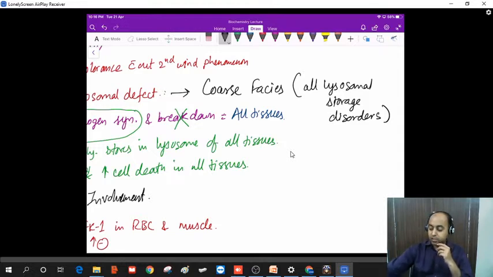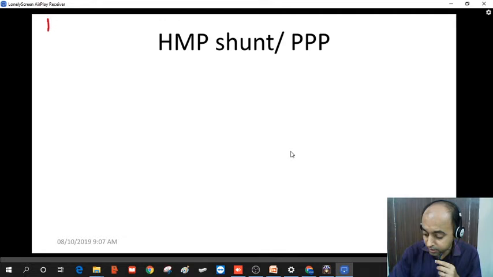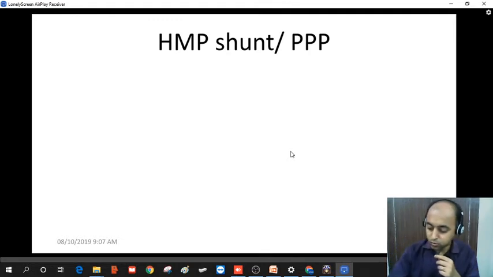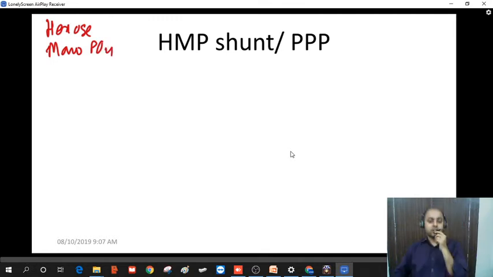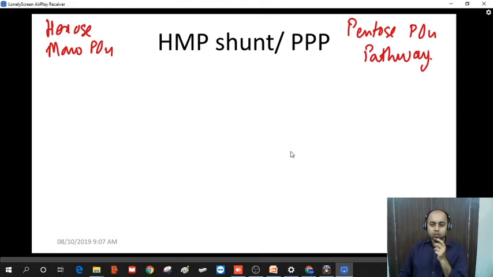So I presume it is now clear to everyone, and let's go on to the HMP shunt. Okay, so we have completed the glycogen metabolism. We'll quickly go through the HMP shunt. HMP stands for the hexose monophosphate shunt, also known as the pentose phosphate pathway.